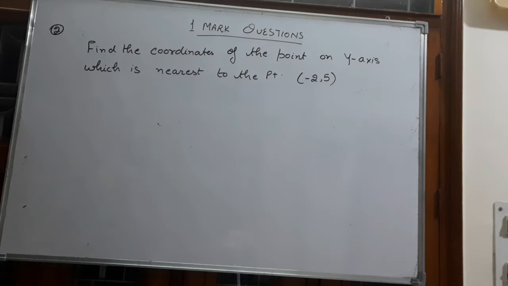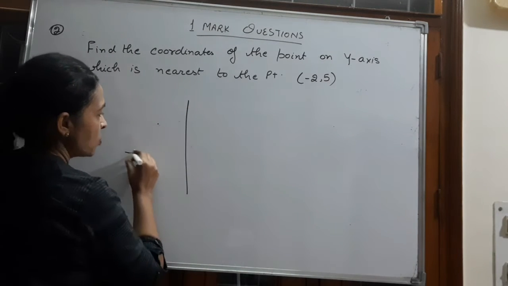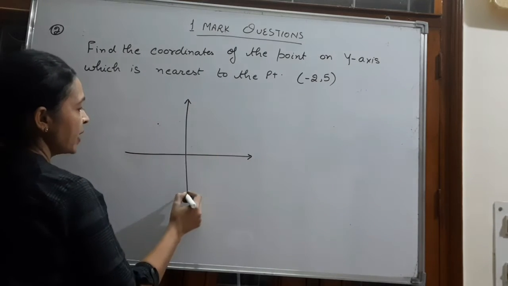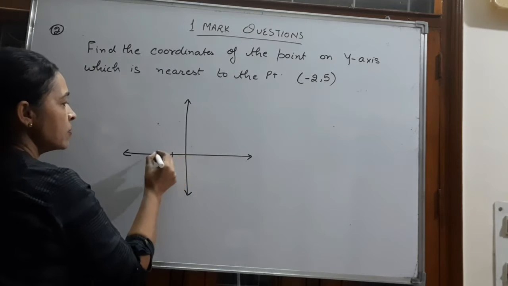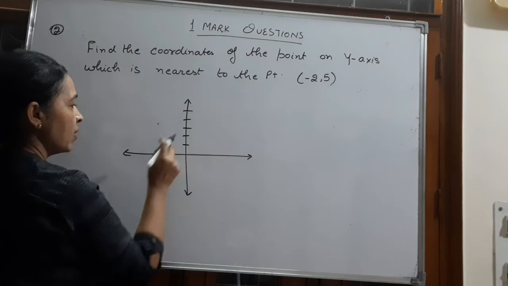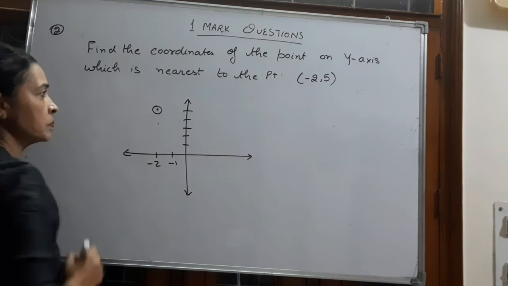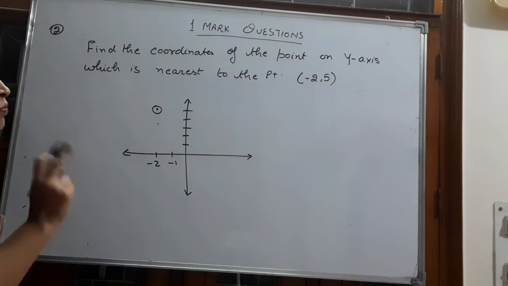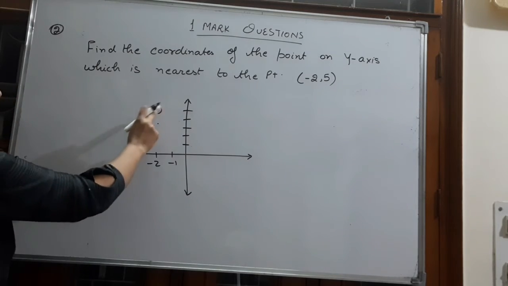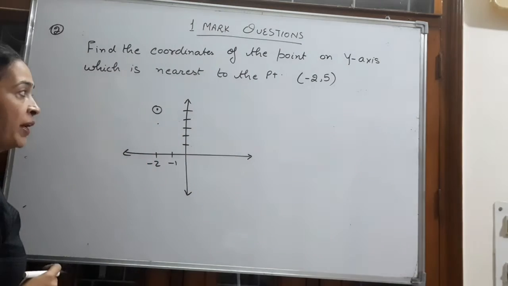Find the coordinates of the point on the y-axis which is nearest to the point -2 and 5. We have a point -2 and 5. The x coordinate is -2 and the y coordinate is 5. Let us plot it: 1, 2, 3, 4, 5, and here -1, -2. It is our point -2 and 5. We have to find the coordinates of the point on the y-axis which is nearest to this point.